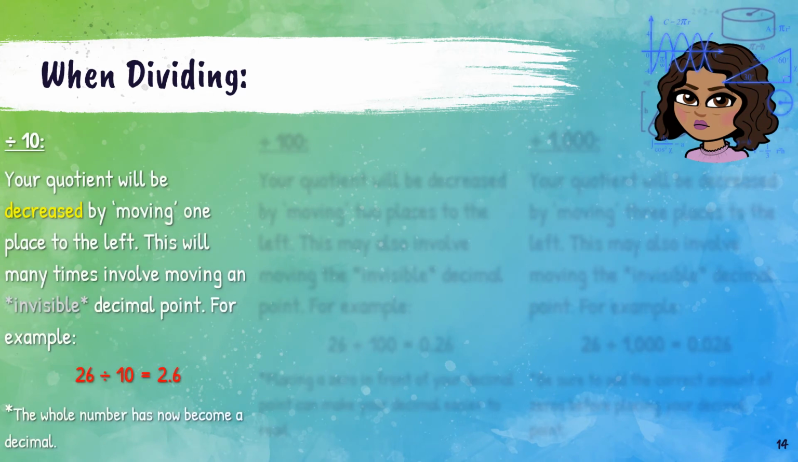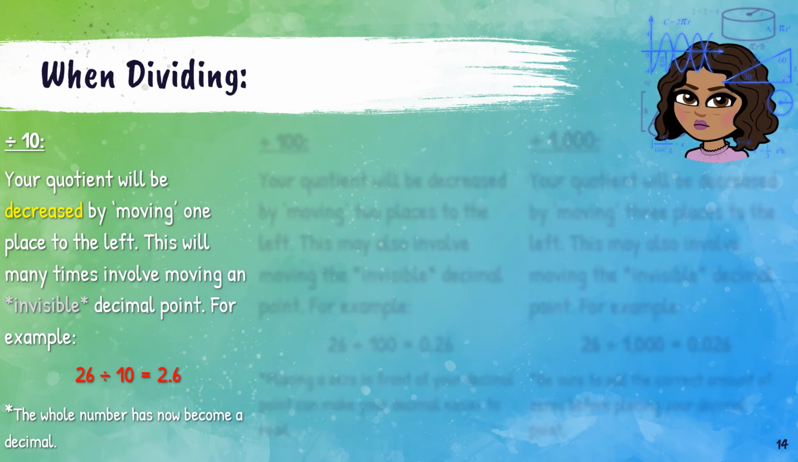And now we take another look at patterns, but this time when dividing. So when we are dividing by 10, your quotient will be decreased by moving one place to the left. This will many times involve moving an invisible decimal point. For example, let's look at this division problem. 26 divided by 10 is equal to 2.6. But how did that happen?